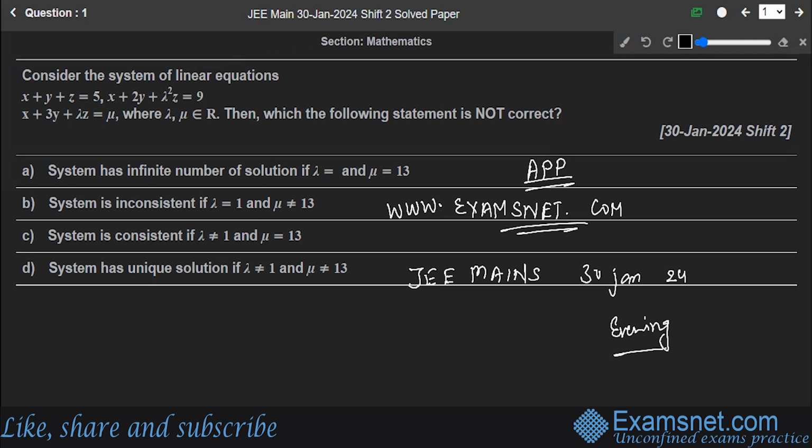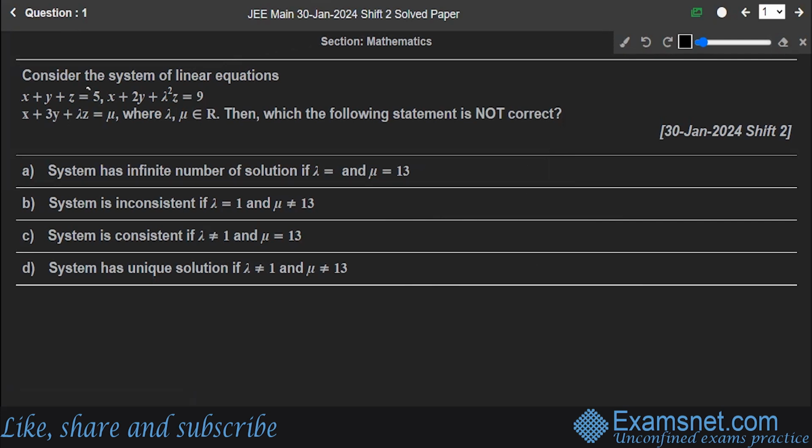Question number 1. Consider the system of linear equations, this and this, where lambda and mu belong to the real numbers. Which of the following statements is not correct? Number 1, the system has a finite number of solutions for lambda equal to 1 and mu equal to 3. Inconsistent for this, lambda equal to 1, mu not equal to 3, consistent for this, and unique solution for this. Let's solve this, then we will definitely get an idea.